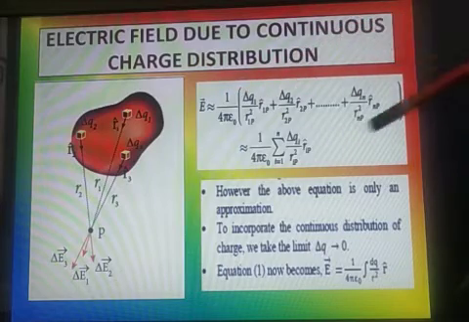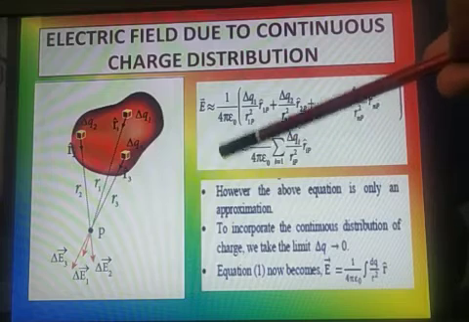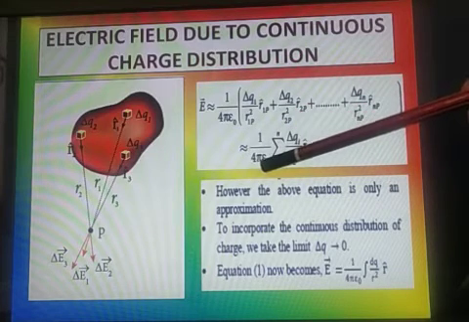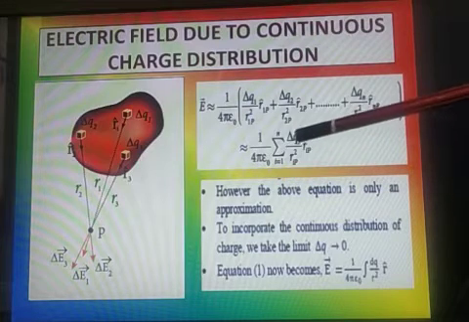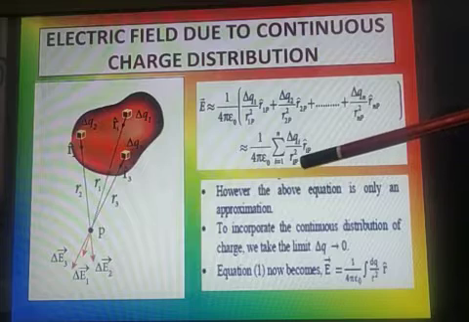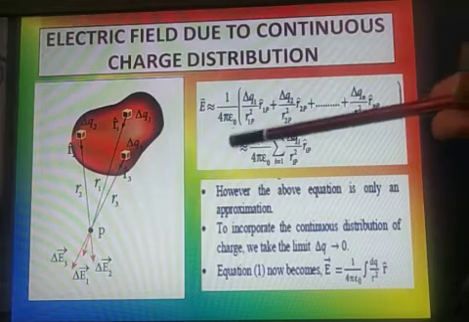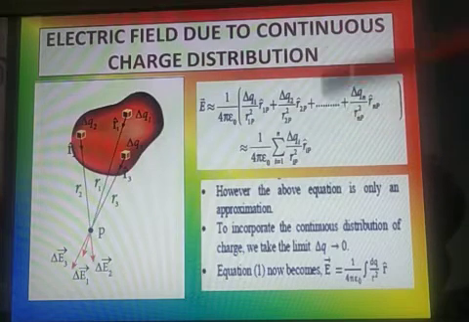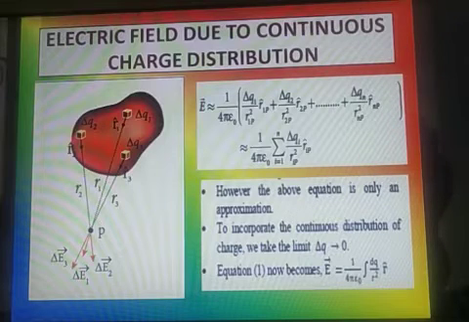So by applying that concept, we can identify that the value of the electric field is approximately equal to, not the exact value, approximately equal to 1 by 4 pi epsilon naught summation of i equals 1 to n, del qi divided by ri p squared, ri p cap. Okay, for calculating the exact value, how do we find the total electric field exactly? For that we are going to take the integration method only.